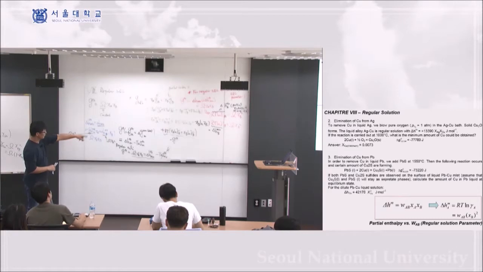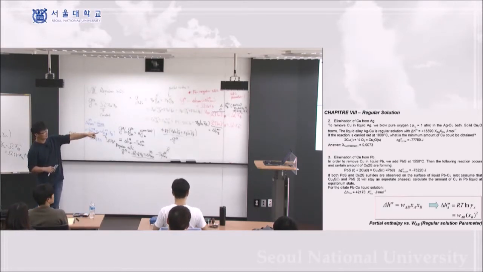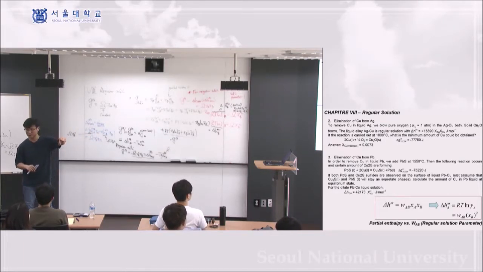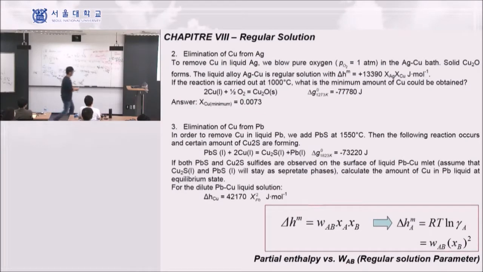So now if you understand this one, let's go back. Okay, so that delta H of partial enthalpy of mixing is given by a constant times the mole fraction of the other component. That information already tells you this is a regular solution. Even though I didn't say it's a regular solution, this information tells you that this is a regular solution. And this 42,170 is the regular solution parameter. You have to keep this one. Okay, you have to get this idea.